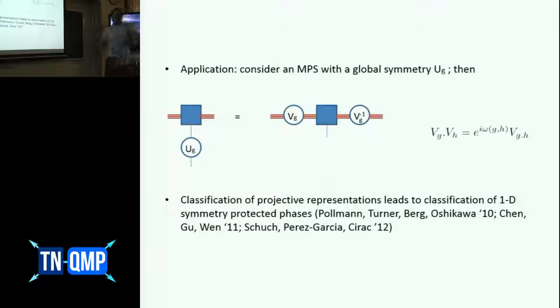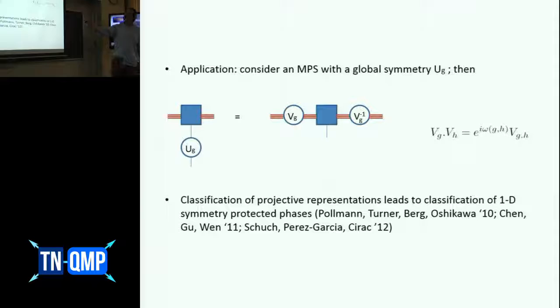If this MPS is injective, then this implies that if you have a global symmetry on your system, it is implemented on the virtual level in a projective way. You need injectivity to be able to prove this, so this is only true if your system is injective. Actually, the proof of this is just Cauchy-Schwarz. You just have to do Cauchy-Schwarz in a smart way.